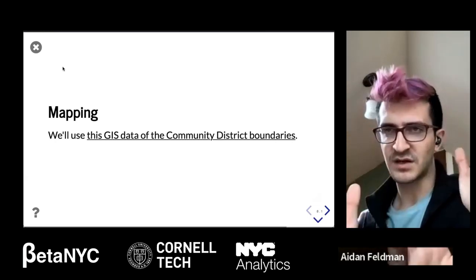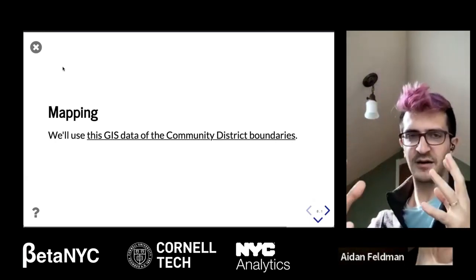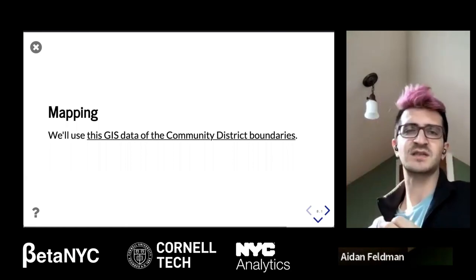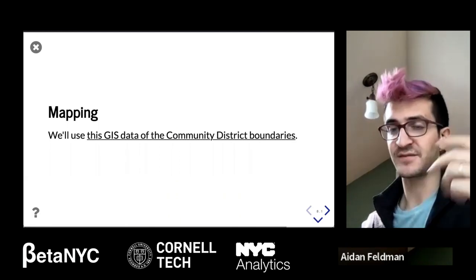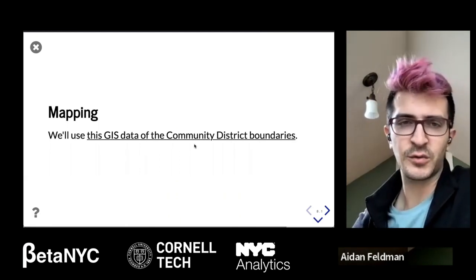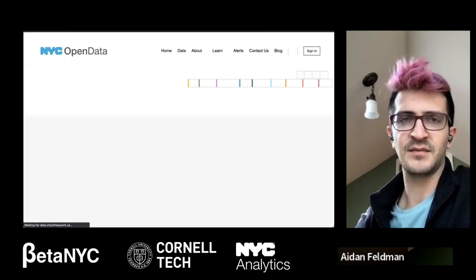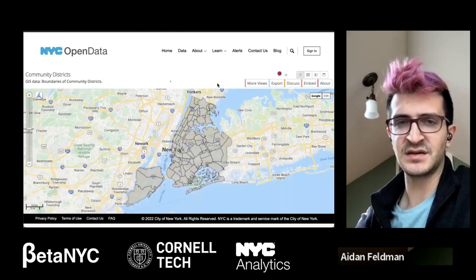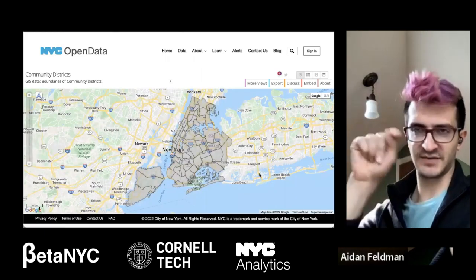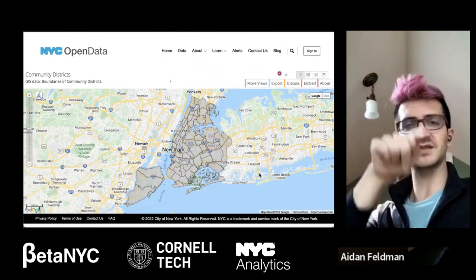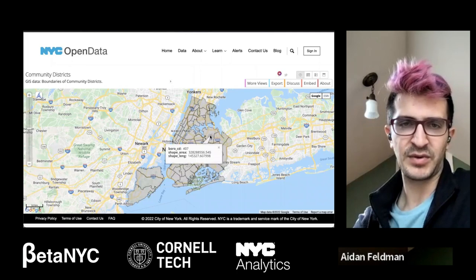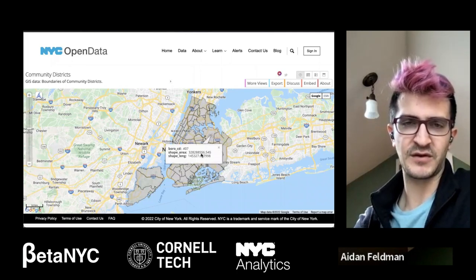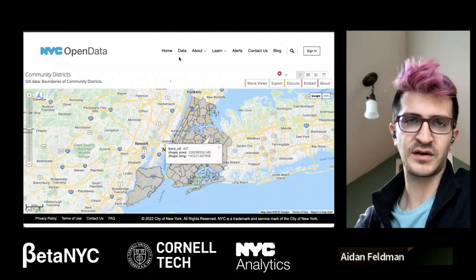Okay, so those were some aggregate transformations, where you're working across entire columns. Now let's get into some other interesting stuff in terms of visualization. Here we're going to use different open data, which is the community district boundaries. This is a geospatial data set that gives all the polygons that make the different community district outlines. And you can see when I click on the map here, it gives some information about those community districts.